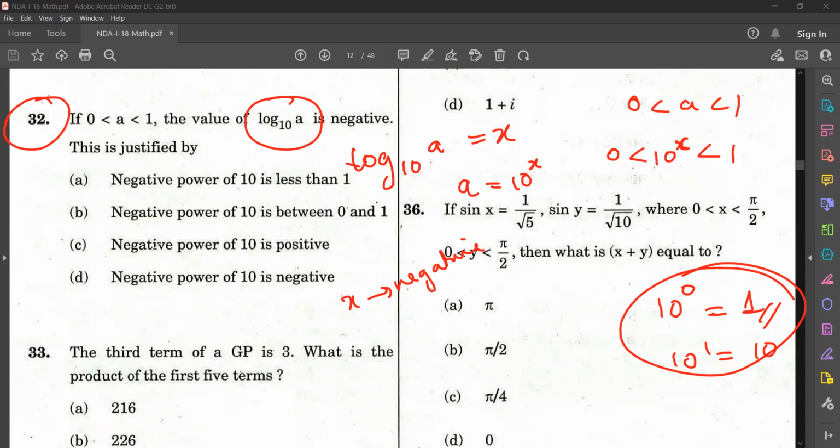So what is the option? It should be a negative power of 10, and it is between 0 and 1. Negative power of 10 and between 0 and 1. Okay, so that is the correct option.